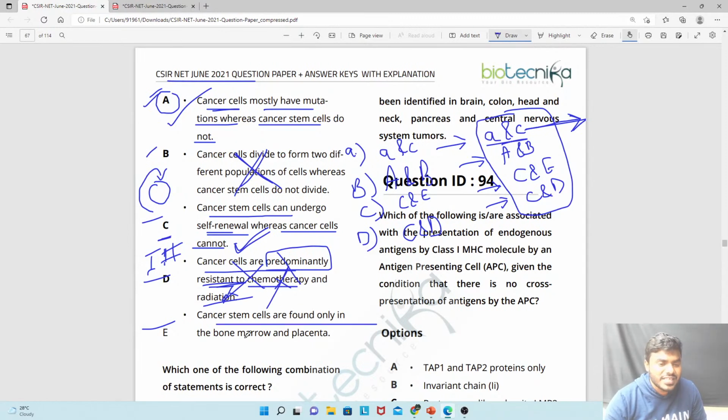Option E, cancer stem cells are found only in the bone marrow and placenta. No, first of all, cancer stem cells are not abundantly found in the placenta. Option E is also wrong. Hence, the correct option will be A. See here, simple question, 4 marks.